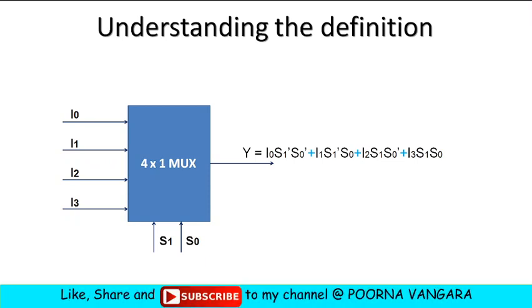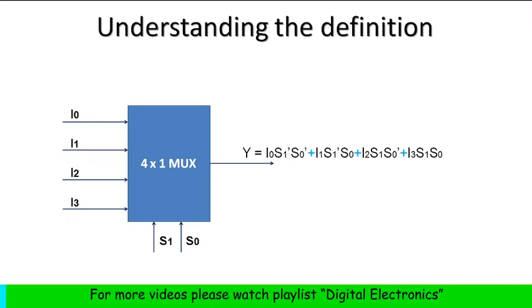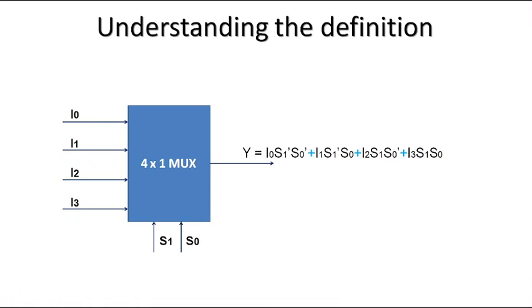Similarly, look at I2. What is the expression of the I2 term? S1 and S0 dash. So I2 is represented in binary with 1 0. S1 is 1, so that is in the normal form. S0 is 0, so that is in the dash form. I hope you got this.